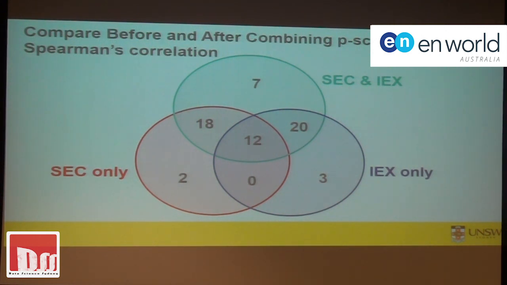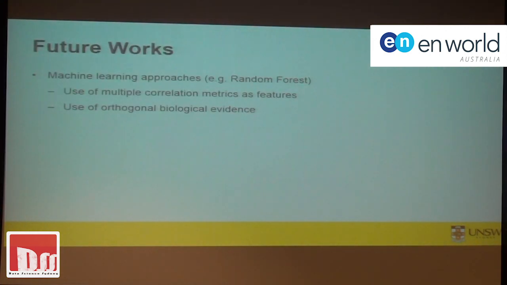But if you combine the scores, it drops out 5 protein complexes that were found previously with only SEC or only IEX. So in the future, I'll be using machine learning approaches such as random forest to predict protein complexes. I'll use multiple correlation metrics as features, and I'll bring in more extra data that are orthogonal and give me more biological evidence to do the prediction.